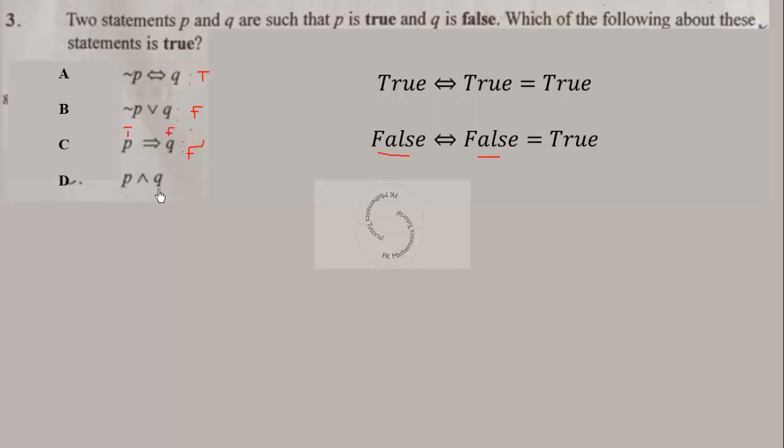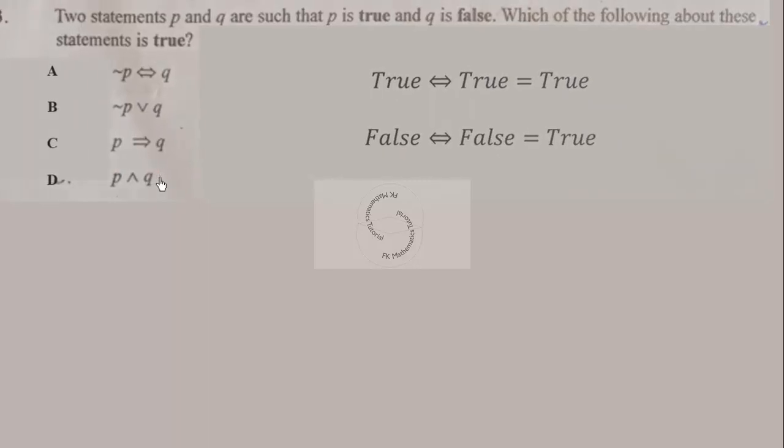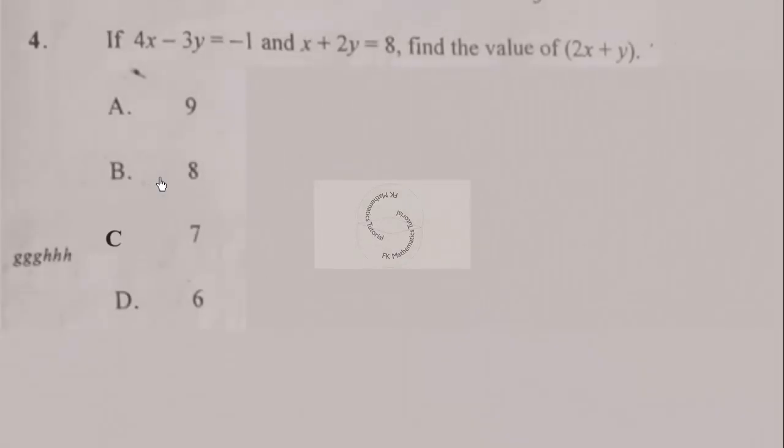Then over here, the conjunction true and false is false. So for this to be true, both of them must be true. Now we move on to the next question, question 4.